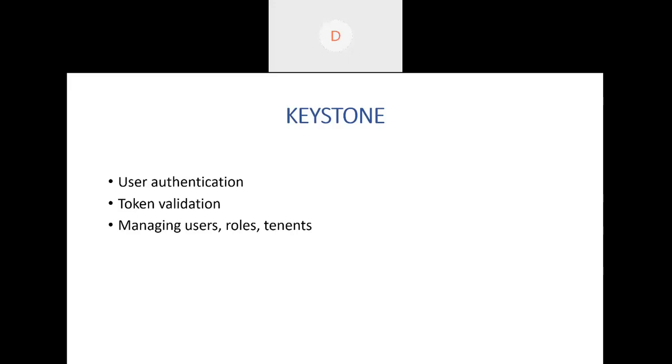Next time, say a user wants to create a network. The first request lands on the Neutron API server to create a network. Then the Neutron API server makes a REST call to the Keystone API server with the token that was supplied, the token given when the user first logged in.